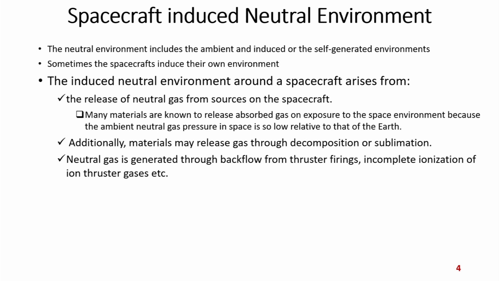Then neutral gas can be generated through backflow from the thruster fairings. The thruster fairings are used for the attitude and orbit control system. Then it can be the incomplete ionization of the ion thrusters, or whatever electrical thrusters are used. They can also release neutral gases because of the incomplete ionization.